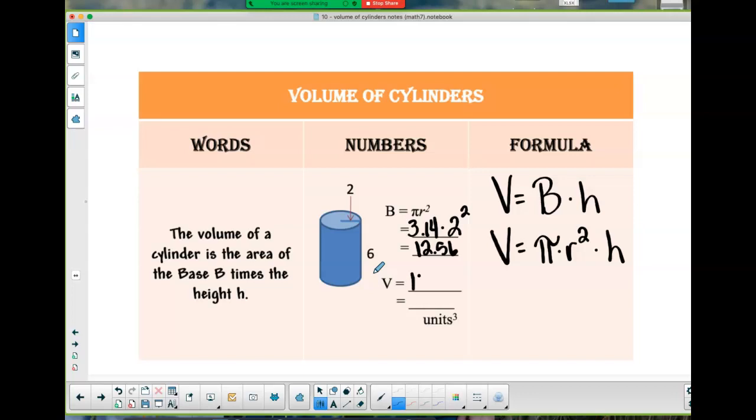So we have 12.56. We have to do the area of the base times the height of the prism, or the height of the cylinder, sorry. The height of the cylinder is 6. So times that by 6, we get 75.36. We are going to round to the nearest tenth. So what would that be? Go ahead. 75.4 units cubed. It's really that simple. Find the area of the circle, multiply by the height.